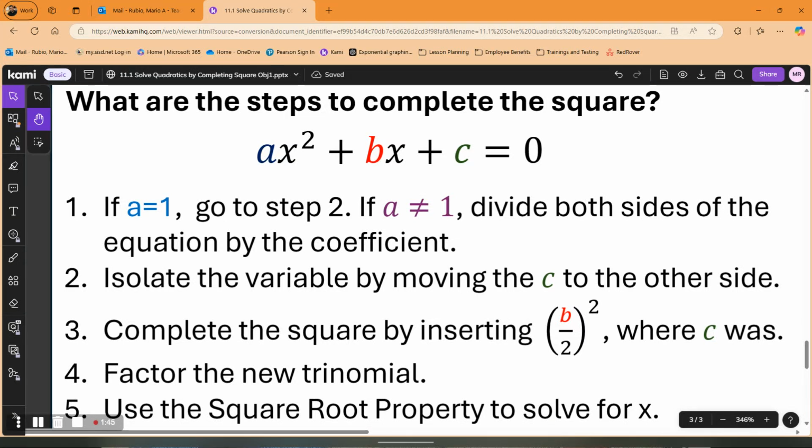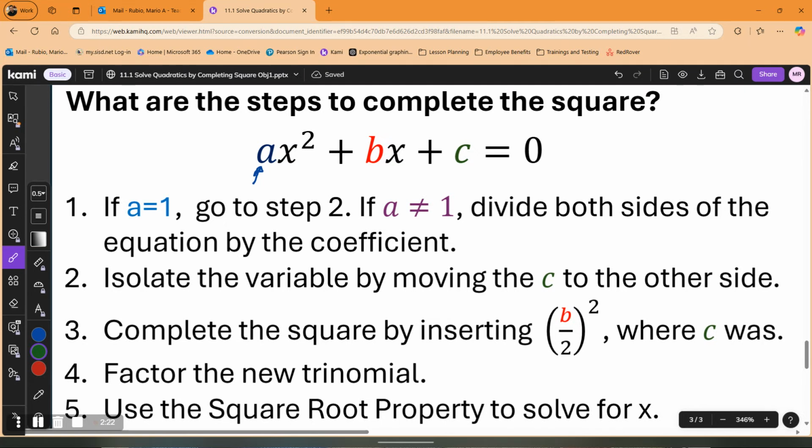So the first step: if a equals 1, so if the coefficient of a is equal to 1, then you're going to go to step 2. If a is not equal to 1, if it's any other number other than 1, then we divide both sides of the equation by the coefficient. You'll see what these steps look like when we do the practice. Step 2 is to isolate the variable by moving c. Isolating the variable by moving c means whatever constants are here, we've got to bring them over to the other side.